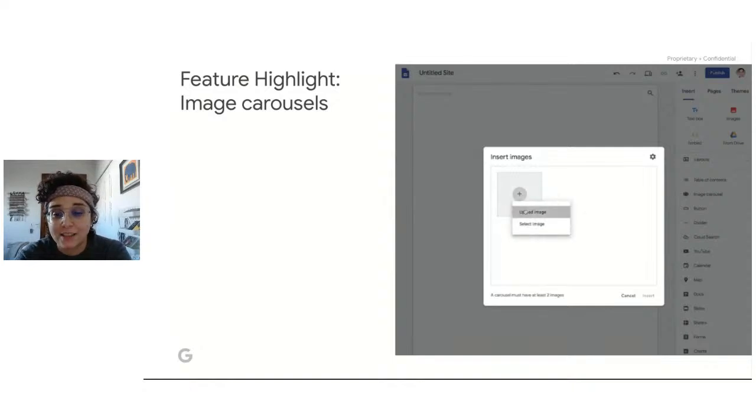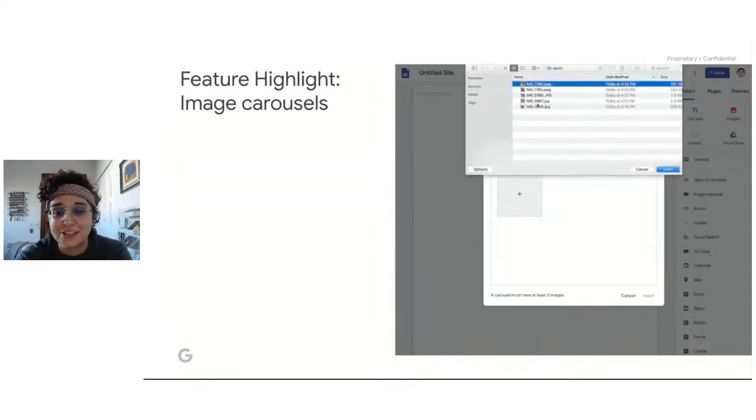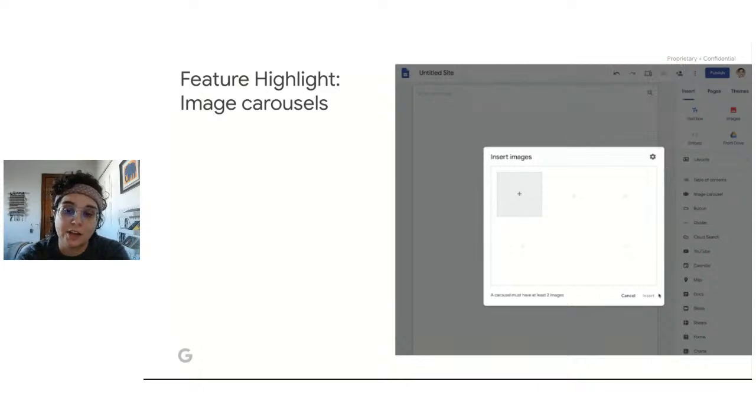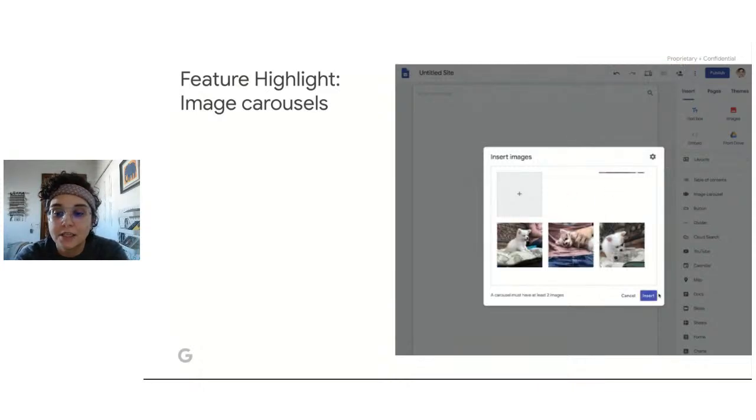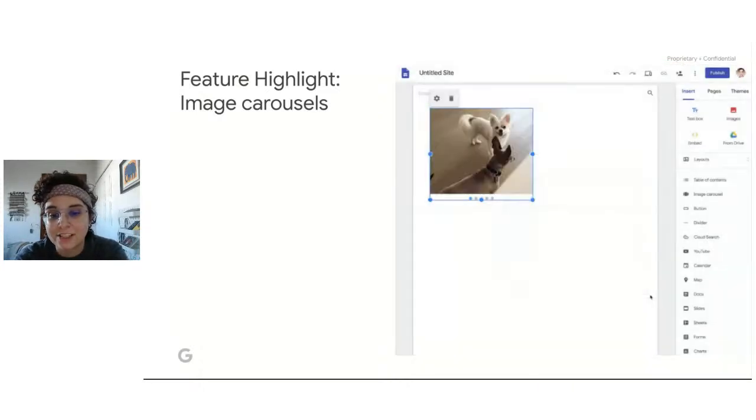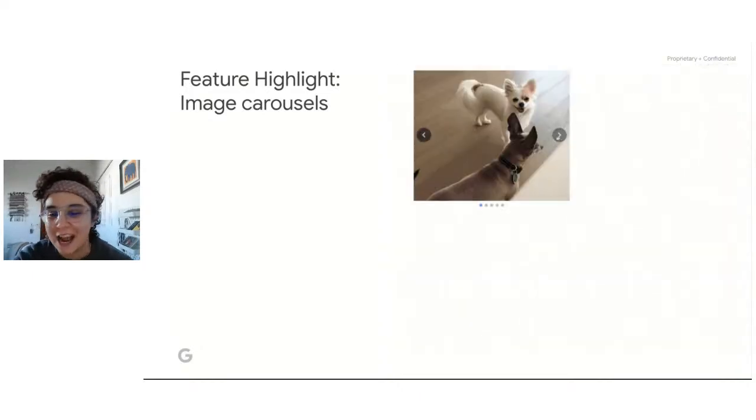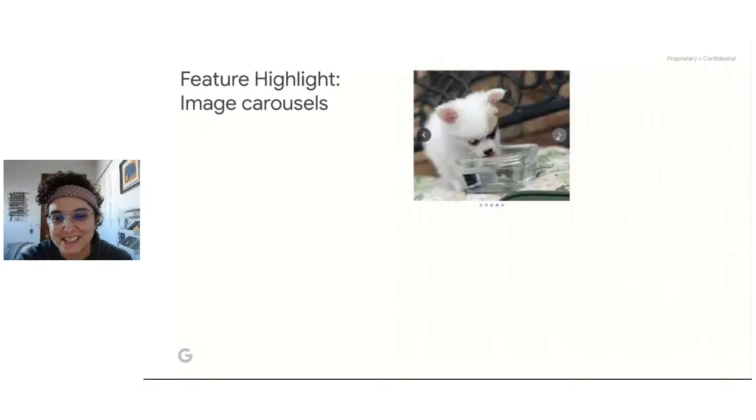Another one that folks love, this was a very highly requested feature, and I was really delighted when we finally launched it, is image carousels that you can just add a bunch of photos to, as you see in this GIF of very cute animal photos, and it just automatically gets added to your site for your site visitors to enjoy and learn from.